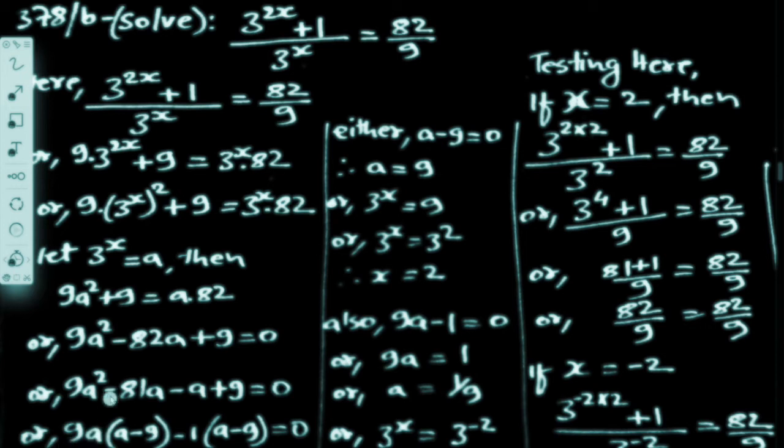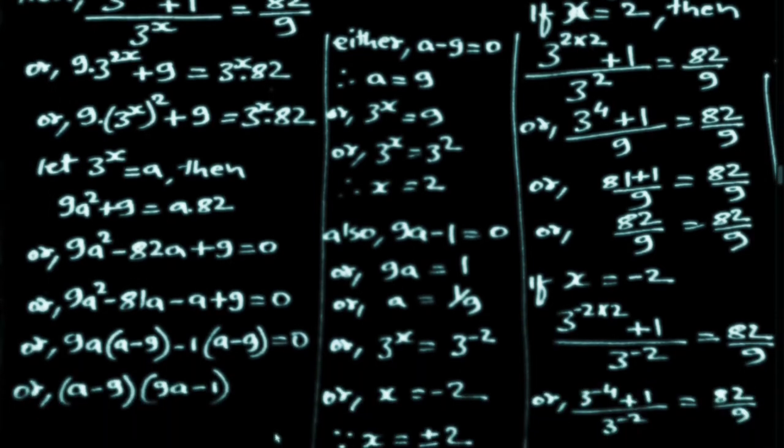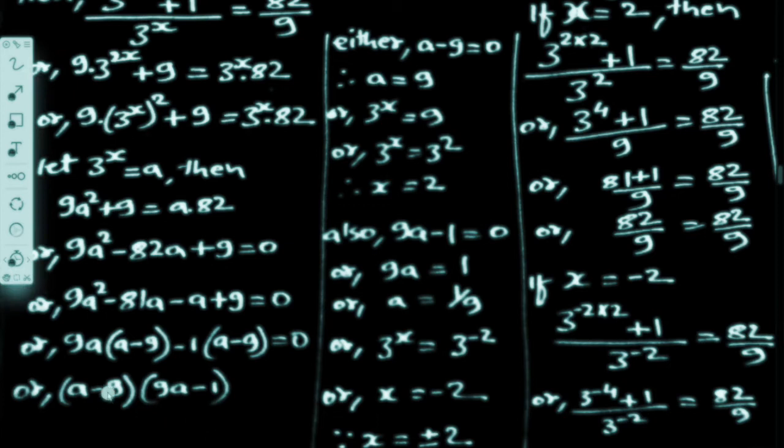Now from this we take 9a common, the rest is a minus 9. From the last two terms, we take minus 1 as common. Here minus 1, the rest is a minus 9, equals 0. Here a minus 9 is the same in both, so place it ahead: a minus 9 times 9a minus 1 equals 0. Now these two are our factors of this expression.